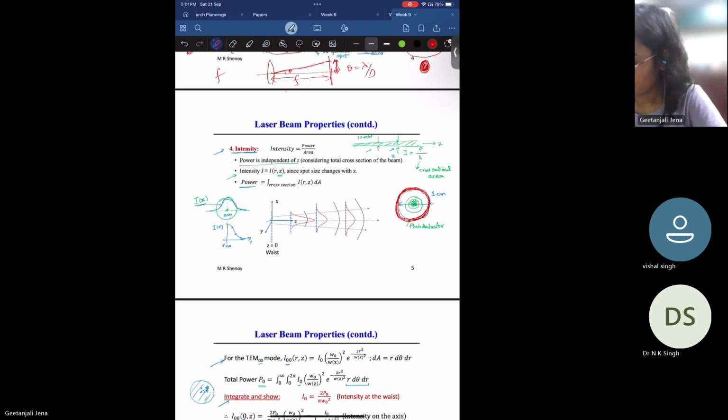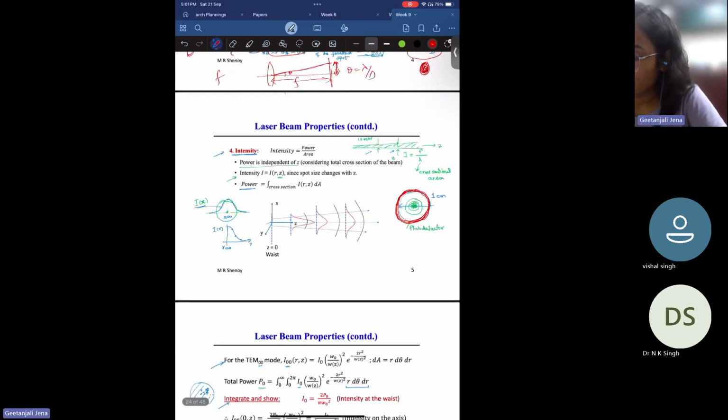In contrast, the intensity pattern depends on Z, because as the beam propagates, the radius of curvature as well as the spot size change with respect to Z. If you want to find the intensity along this line, you can see the intensity gradually decreases as we move towards higher values of Z. So the intensity depends on Z because the spot size depends on Z. And if you are given the intensity and want to calculate the power, you can integrate it over the cross section.